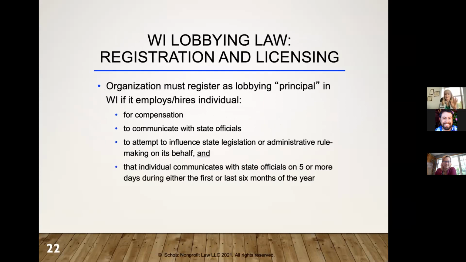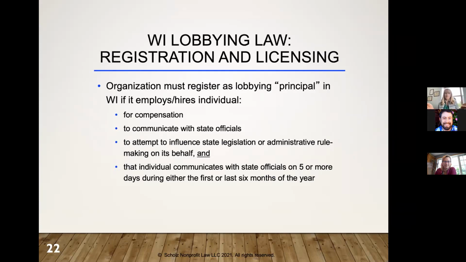So in Wisconsin, sorry, it just makes your head hurt, but you have to register as a lobbying principal if someone for compensation communicates with a state official. Mark my word there, it is not just a legislator. At the state level, it includes attorneys general, executive branch, and legislators. And you're attempting to influence state legislation or administrative rulemaking. And you do it on 5 or more days during a 6-month period, either January through June 30th, or July 1st through December 31st. So the idea is you have 4 free passes per 6 months. So 8 free passes a year to reach out to legislators.